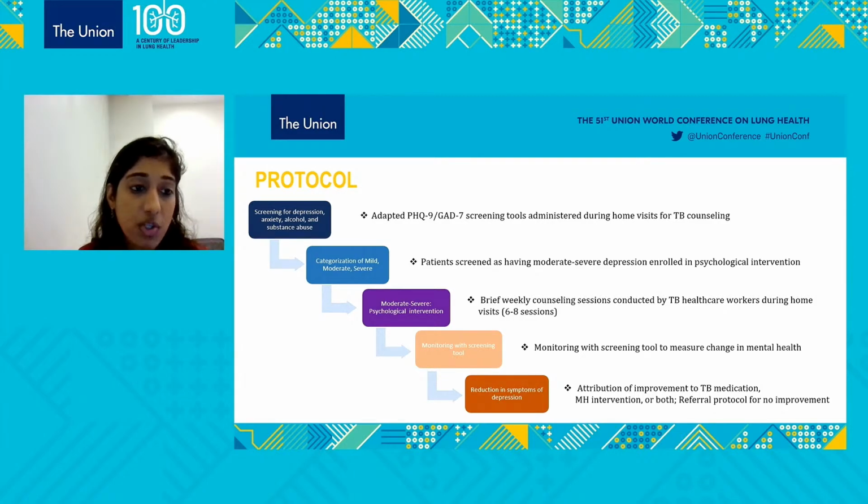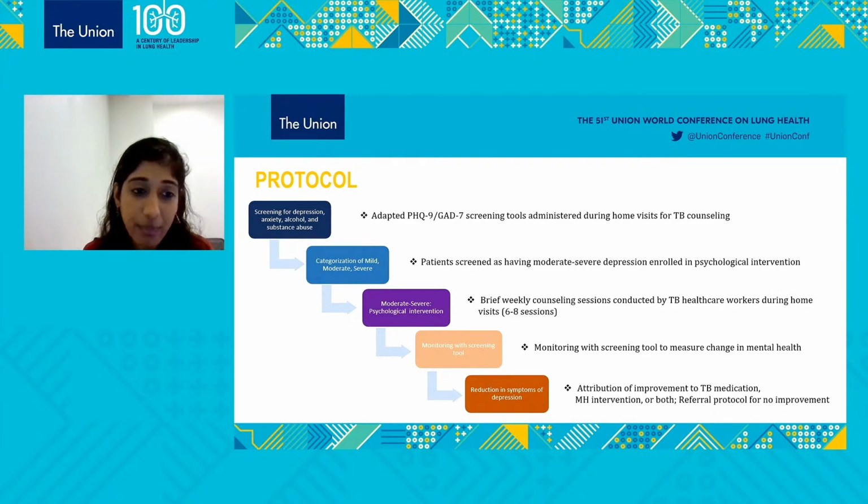And this is a protocol to integrate, again, routine mental health services into TB care. So we try to screen patients at the point of diagnosis and treatment initiation, within the first 2 weeks of treatment initiation at the max. And we had our healthcare workers administer screening tools, PHQ-9 and GAD-7, which screen for depression and anxiety. Again, this is for notified TB patients at the point of treatment initiation.